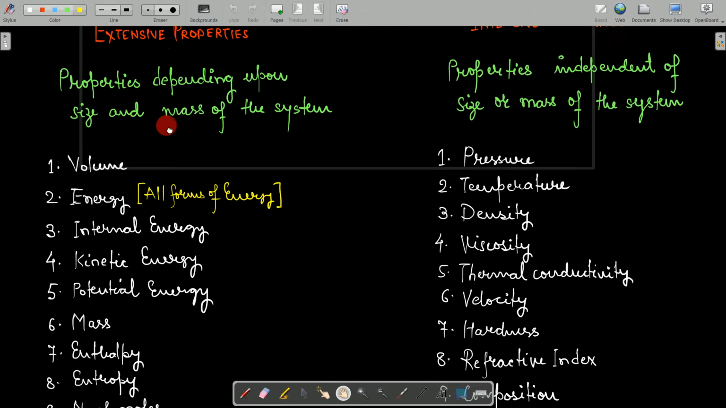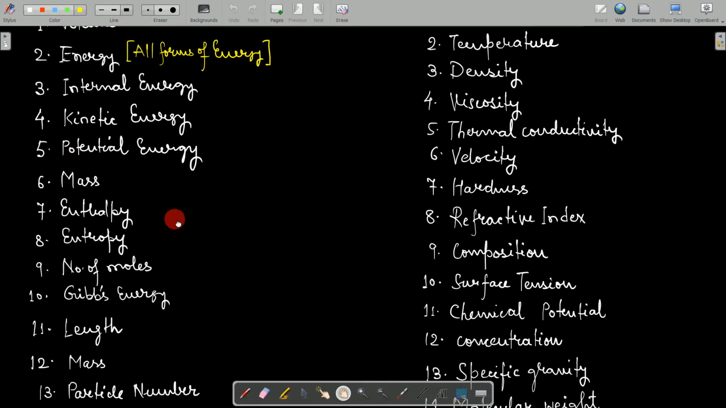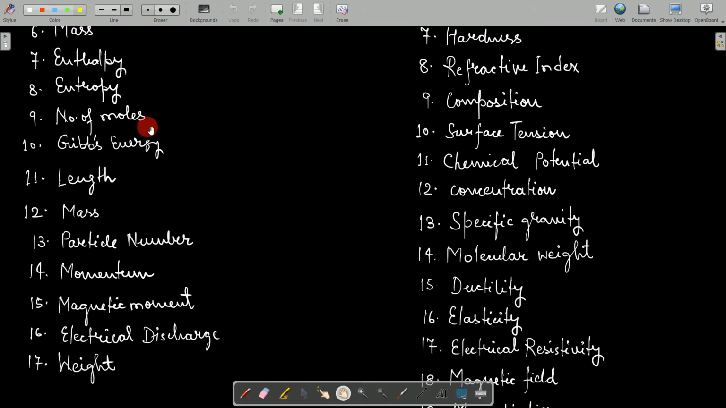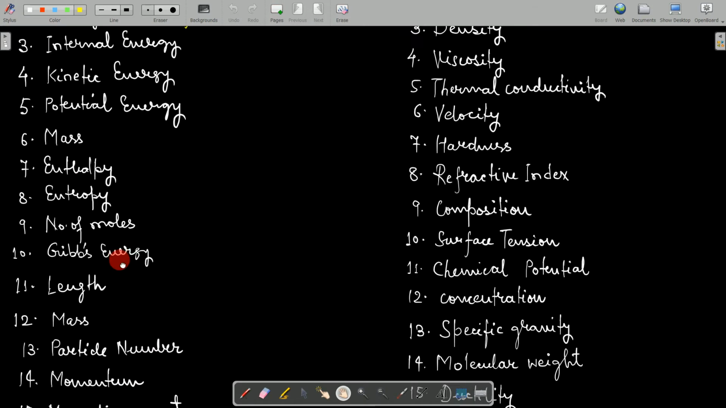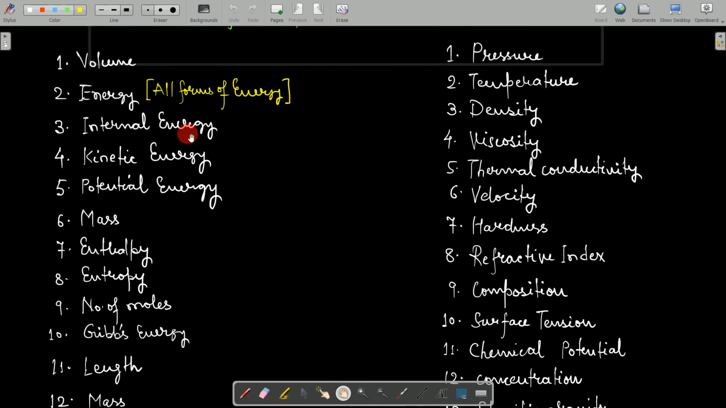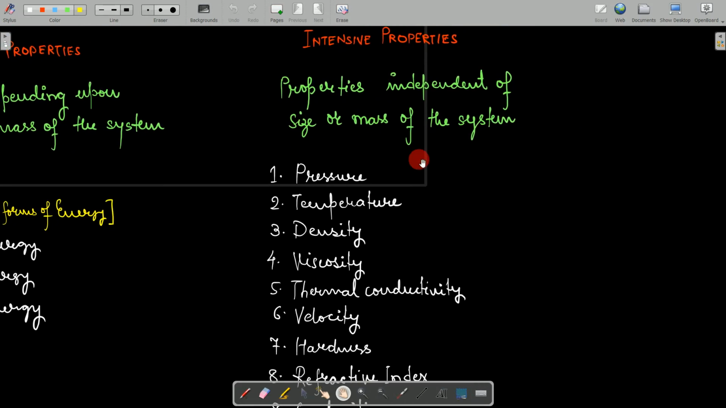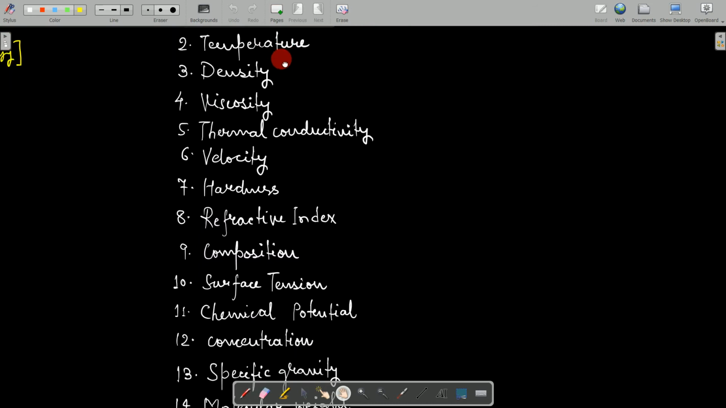Examples of extensive properties are volume, energy, which means all forms of energy like internal energy, kinetic energy, potential energy, mass, enthalpy, entropy, number of moles, Gibbs energy, length, particle number, then momentum, magnetic moment, electrical discharge, weight. So all these 16 properties are basically considered under extensive properties, with mass having been repeated.